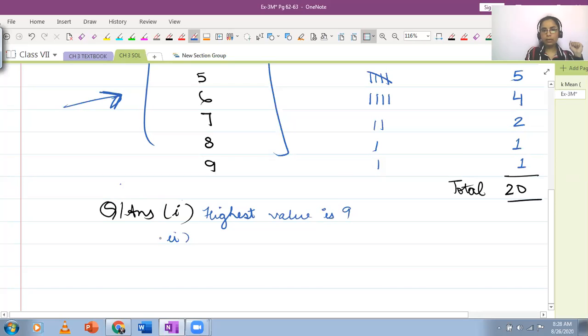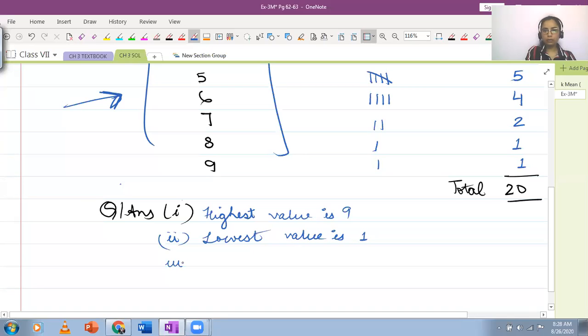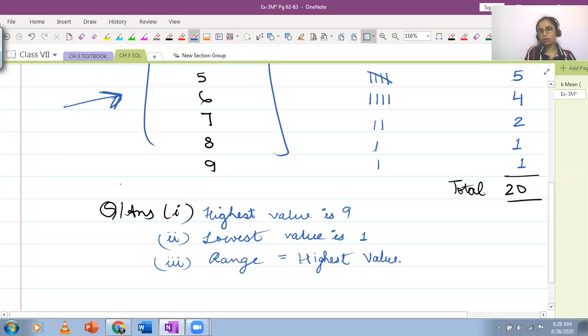Then you have second part. They are saying which number is the lowest. Lowest value is 1. And then you need to find out the range. Range will be calculated by the difference of these two. So you want to write this down. Range is given by highest value minus lowest value. So highest value is 9. उसमें से lowest value minus कर दो, ये range आ गई. The range is 8.